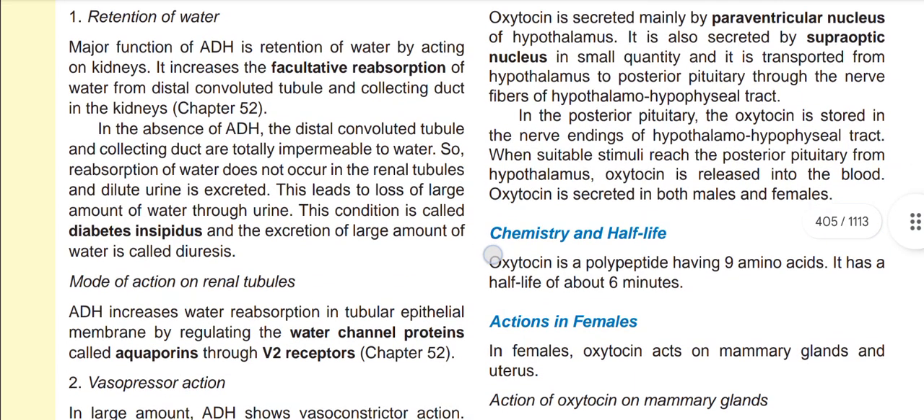In the posterior pituitary, the oxytocin is stored in the nerve endings of hypothalamus hypophyseal tract. When the suitable stimuli reach the posterior pituitary from the hypothalamus, oxytocin is released into the blood. Oxytocin is secreted in both males and females.